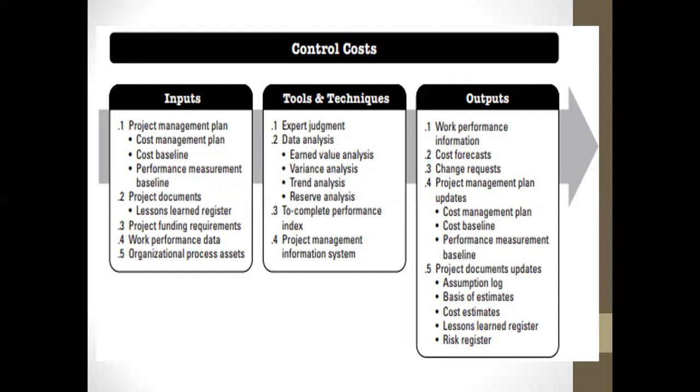On the output, we have work performance information, cost forecast, change request, and project management plan updates, where the update will have to consider the cost management plan, cost baseline, and performance measurement baseline. Then on the 5th one, we'll have the project documents update, where we'll have the assumption log, basis of estimate, cost estimate, lessons learned register, and the risk register.